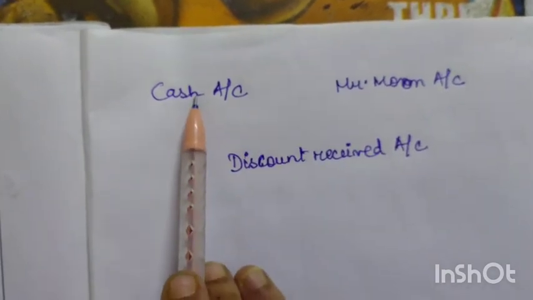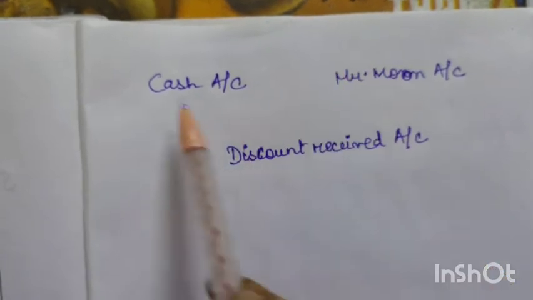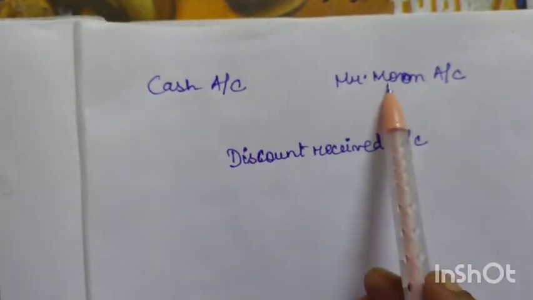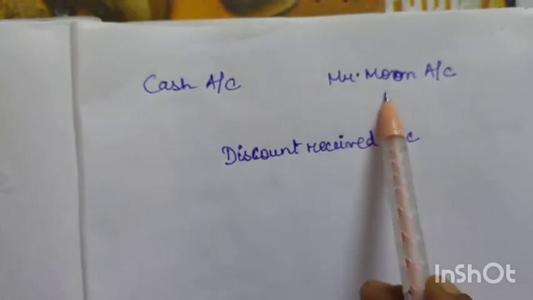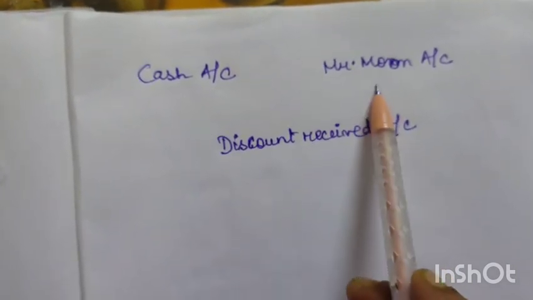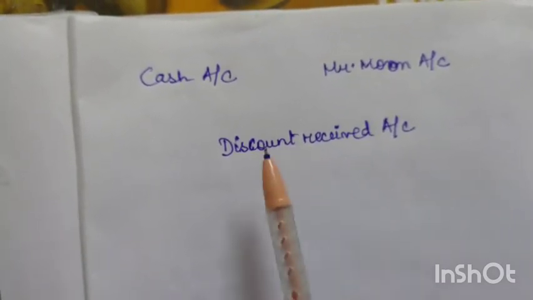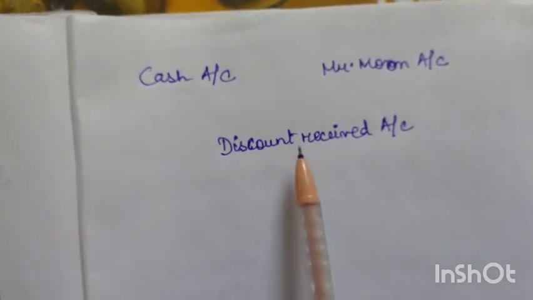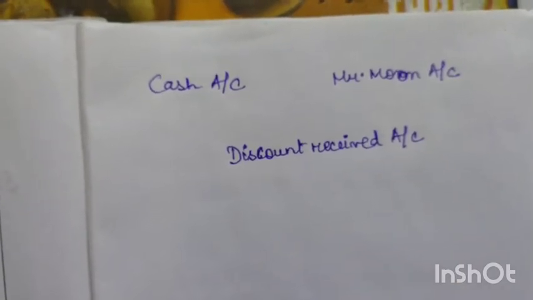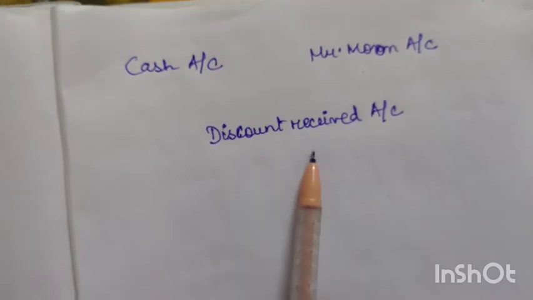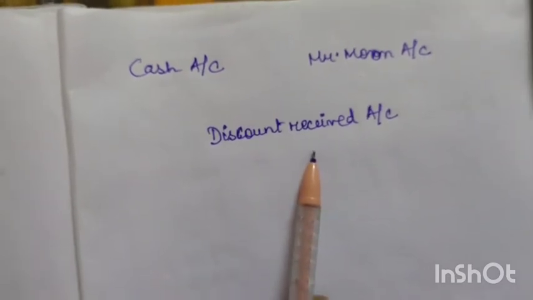Why have we opened cash account? Because we are going to pay in cash, so we have opened cash account. To whom will we pay? Mr. Moon account, means to Mr. Moon we will pay, so we have opened Mr. Moon account. And since we have received the discount, we will open discount received account, means he has given us the discount, right? So we have received the discount, that is why we call it discount received.